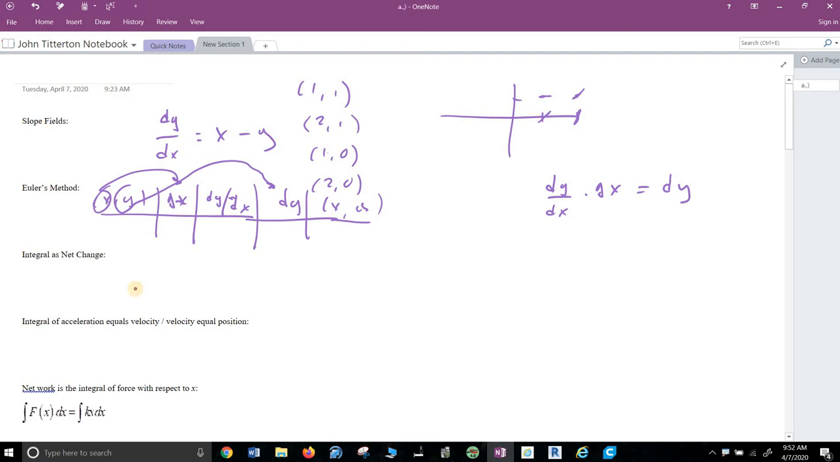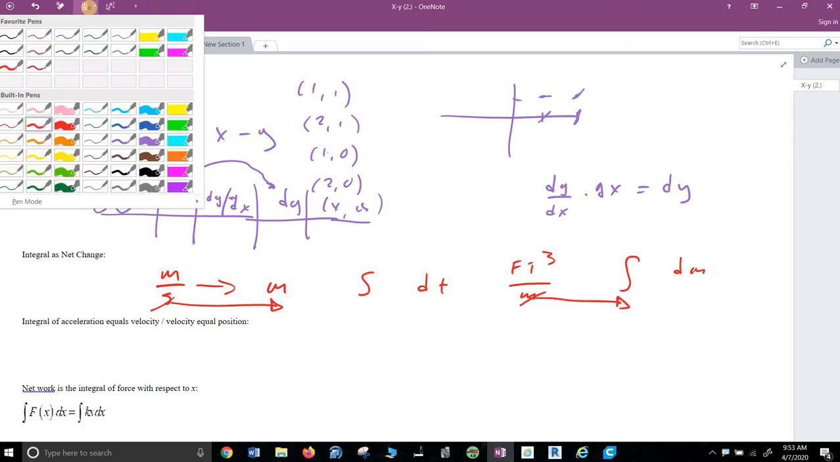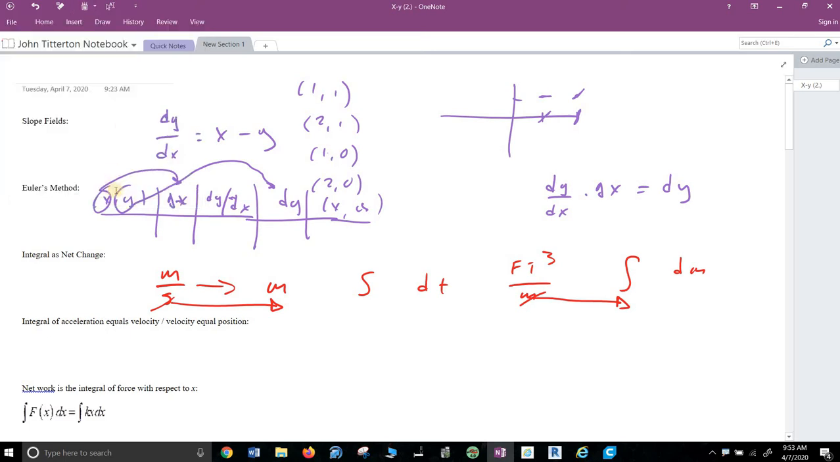Integral is net change. So the way I like to put this, if they say, hey, here's something in meters per second, we want meters, you're going to take an integral with respect to time. Here's something in cubic feet per meter, something stupid like that. We want to know cubic feet. You're going to take an integral with respect to meters. All right, the integral destroys the bottom. And it's just the way I think about things. It helps me get through a lot of these integral problems.